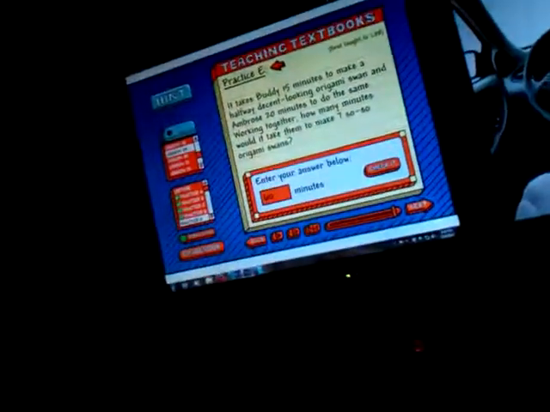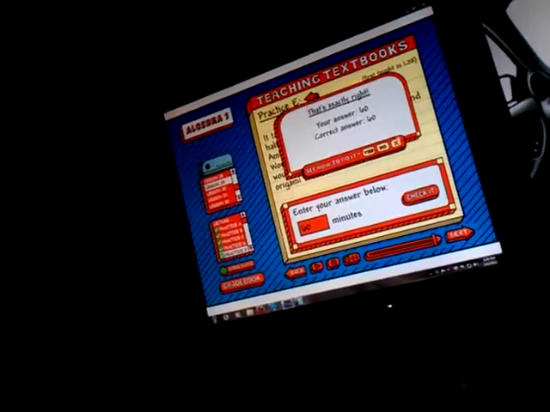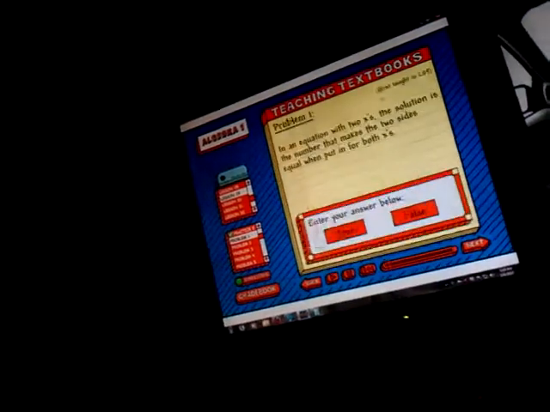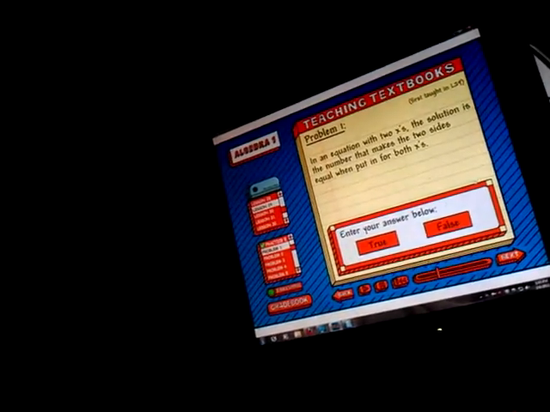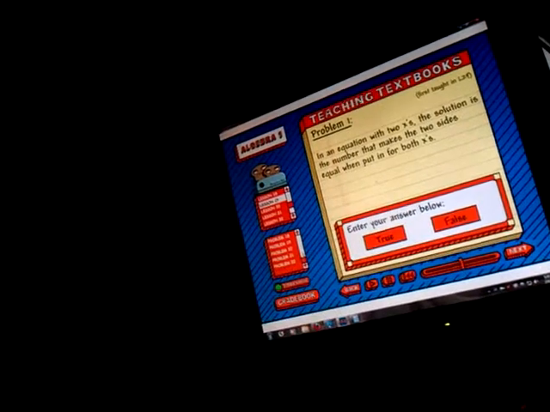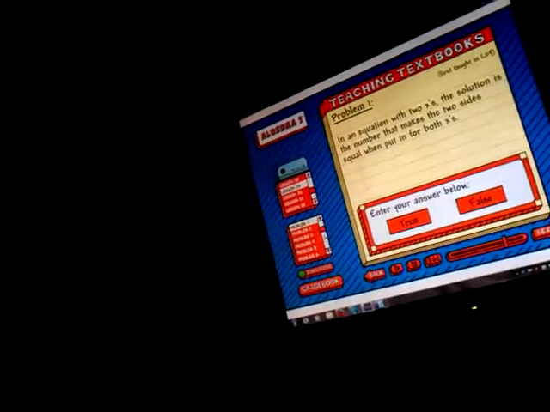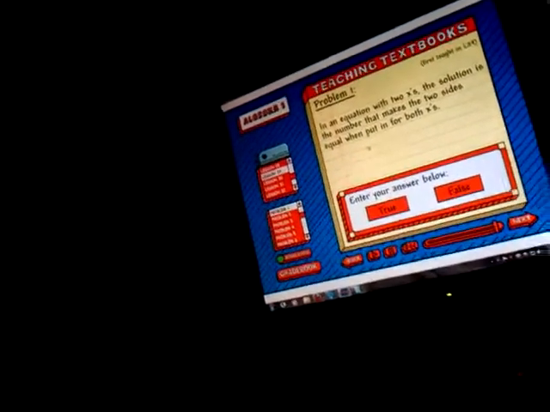Good job. True or false: in an equation with two x's, the solution is the number that makes the two sides equal when you put it in for both x's.